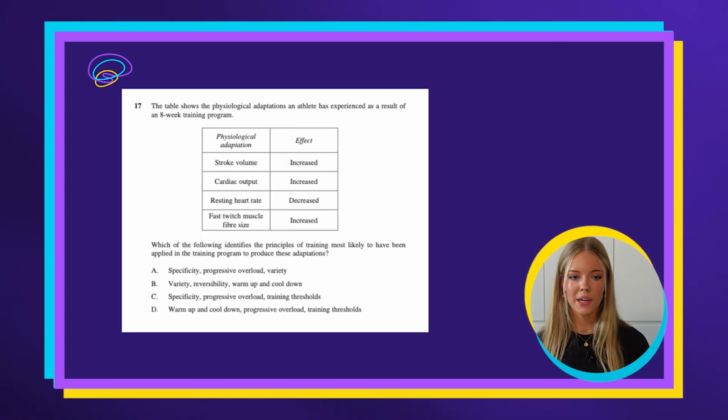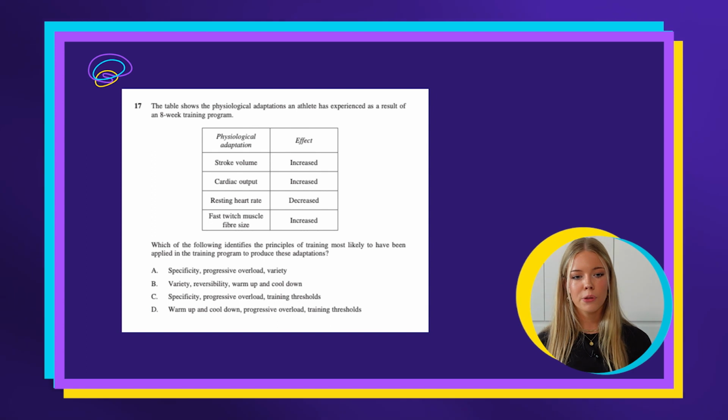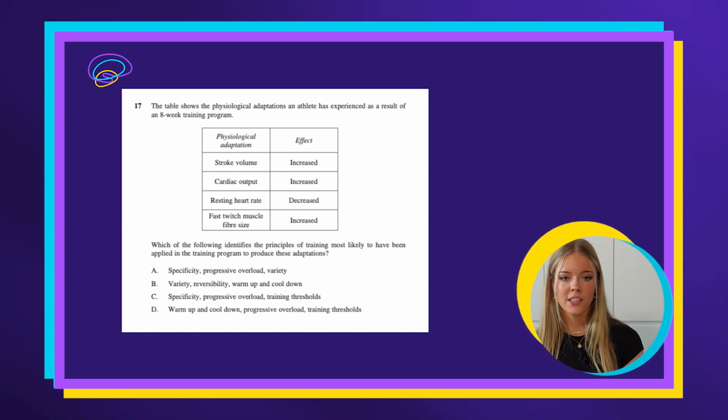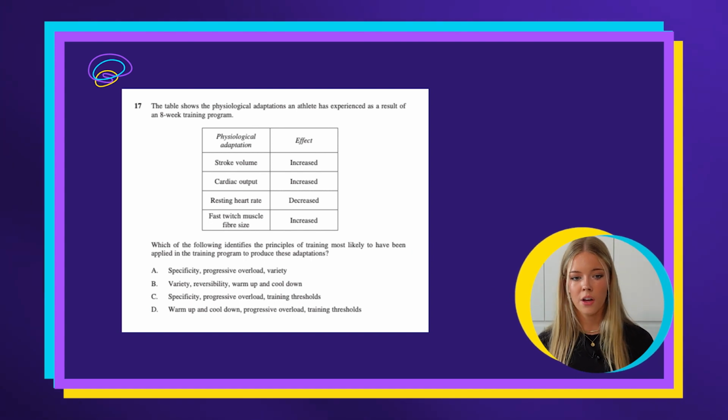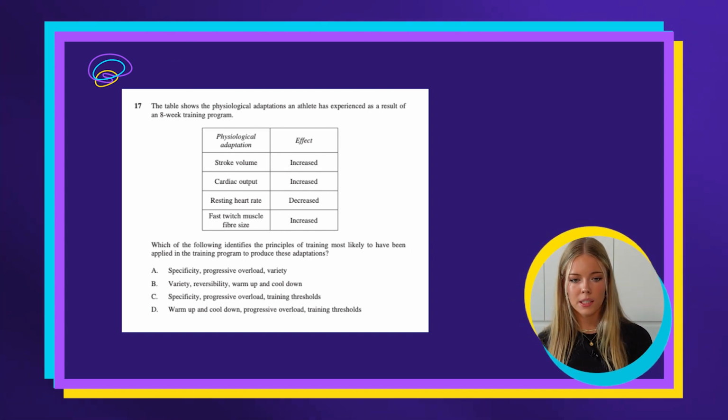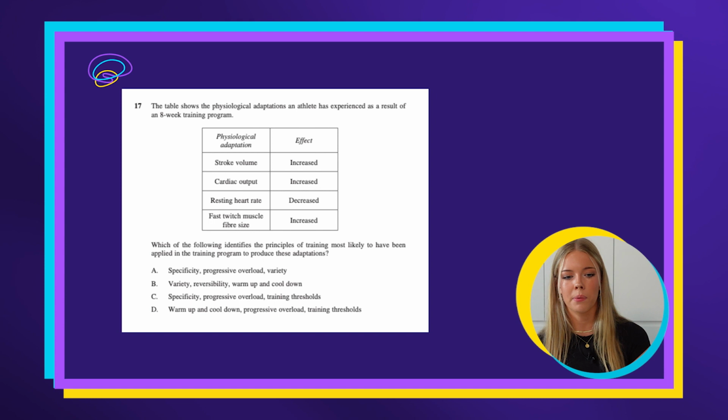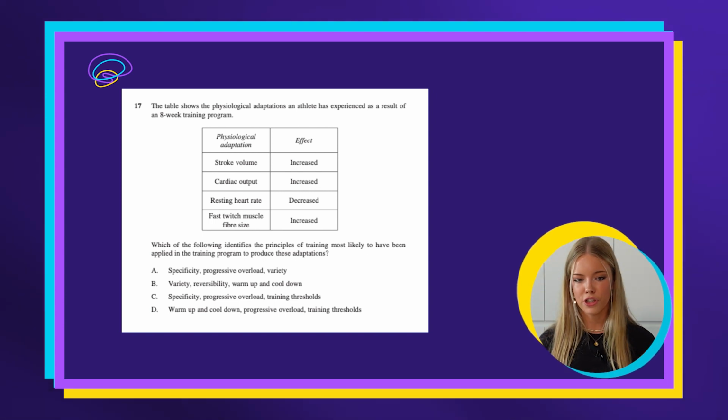The final question we're going to be analysing is, the table shows the physiological adaptations an athlete has experienced as a result of an 8-week training program. Which of the following identifies the principles of training most likely to have been applied in the training program to produce these adaptations? This one's tricky because most of the training principles can be applied to receive these adaptations. However, we're going to be analysing to find the ones that most apply and best suit the question.